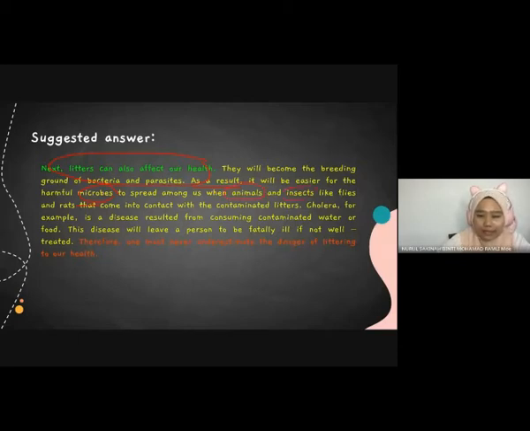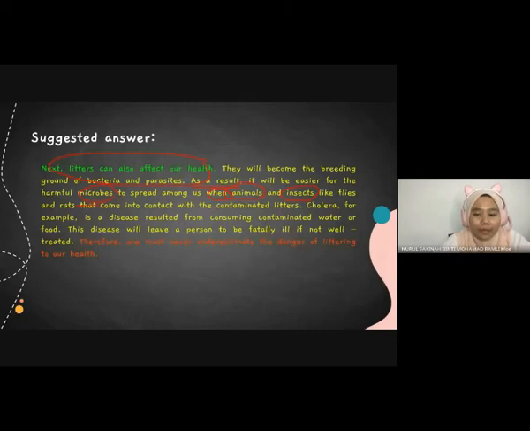Animals and insects. So in a way, this sentence looks long, but with the use of sentence connectors and also linkers, like when here. Okay, this is subordinating conjunctions. When animals and insects like flies and rats come into contact with the contaminated litters. It looks long, but you can still follow with the help of the linkers just now.